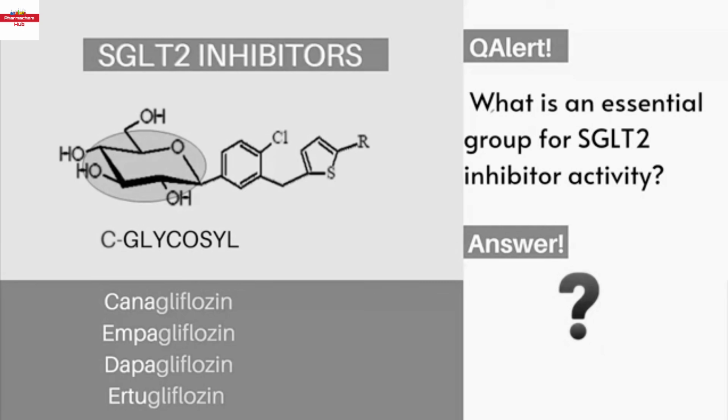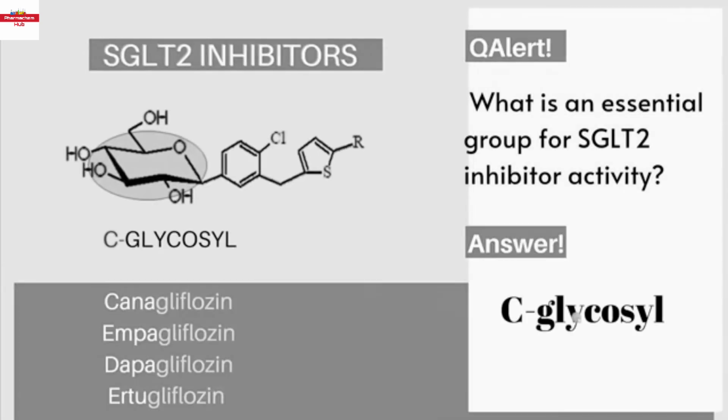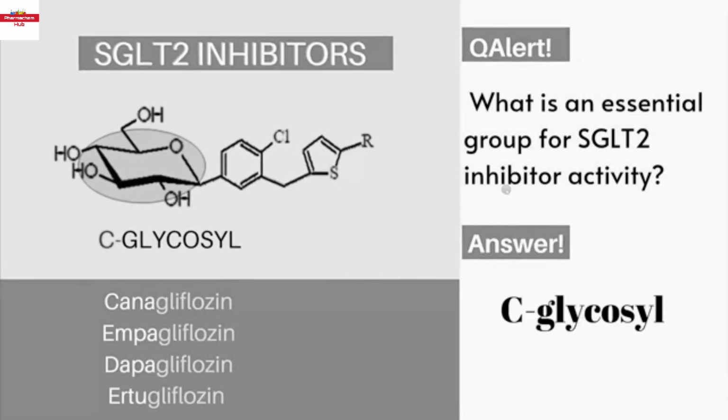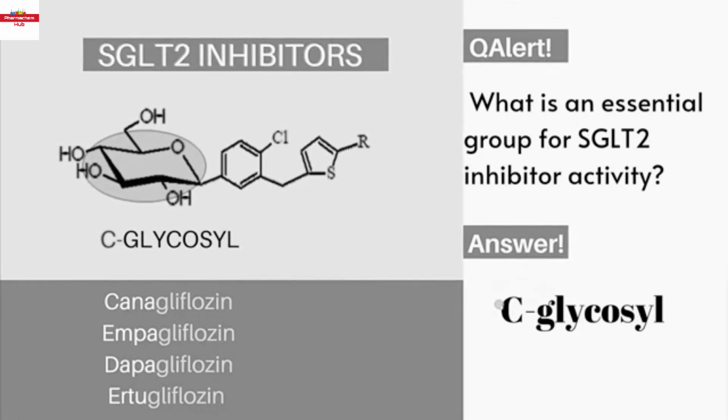So the exam keyword here is, what is an essential group for SGLT2 inhibitor activity? Guess what could be the essential group? That is obviously C-glycosyl. C-glycosyl is essential, remember, not the O. Examiners in the board exam can trick you easily. They may put both options, C-glycosyl, and also O-glycosyl and N-glycosyl. But your right answer would definitely be C-glycosyl.